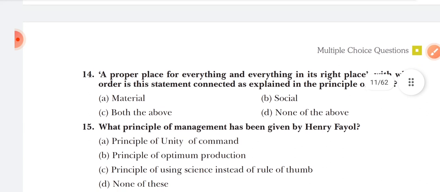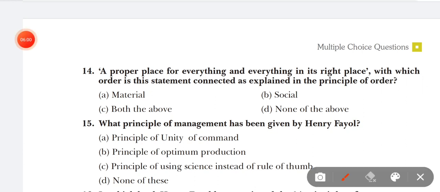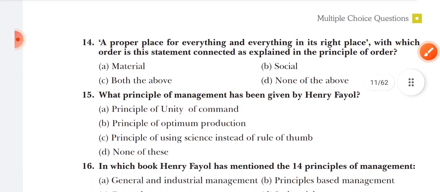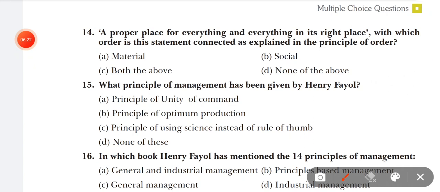Now question 15. What principle of management has been given by Henry Fayol? And the answer of this question is option A, principle of unity of command. Now question 16. In which book has Henry Fayol mentioned the 14 principles of management? And the answer of this question is option A, General and Industrial Management.